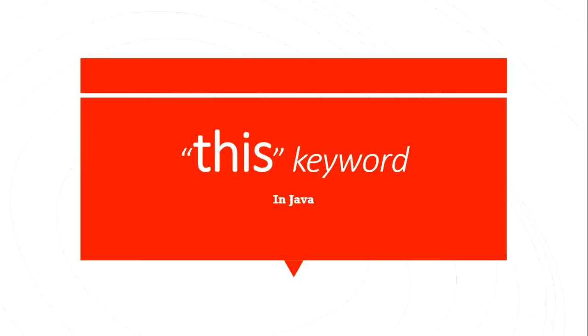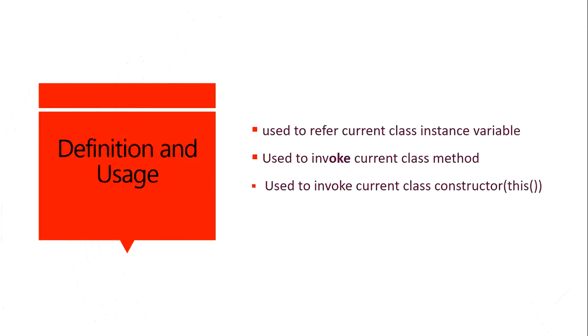What is the use of this keyword? Today I will show you the uses of this keyword through some examples. Let's see what the uses of this keyword are. First, it is used to refer to the current class instance variable.